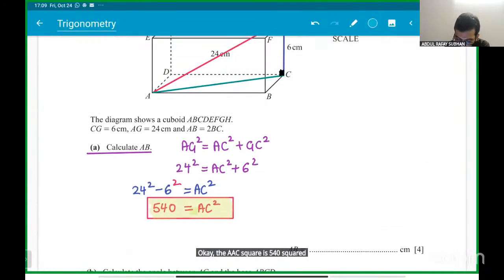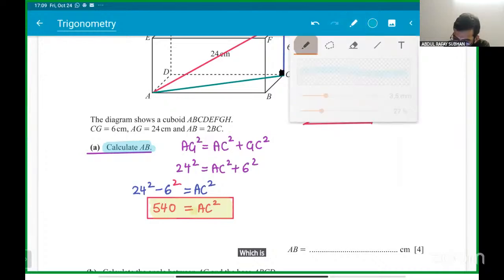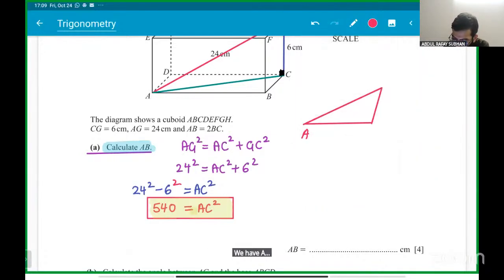Now coming to the major requirement, we have to calculate AB. You have to understand, there is another right angle triangle being formed, which is, in this way, we have A, B, and C. So that is a right angle triangle A, B, and C, in which AC square is already 540.